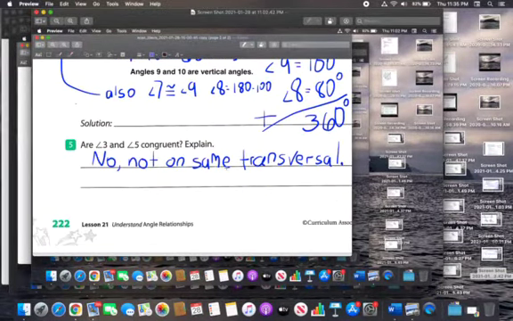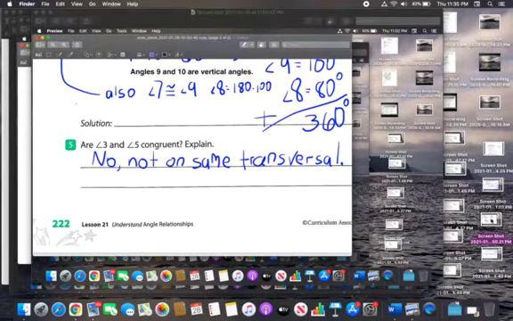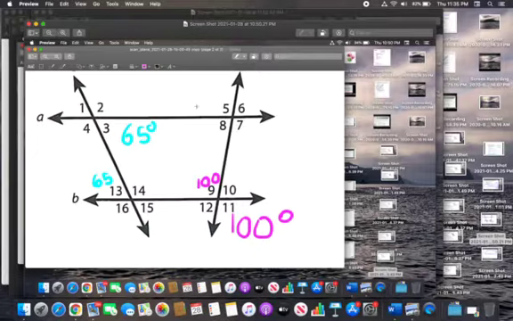Alright, on the last problem, are angle 3 and 5 congruent? No, they are not on the same transversal. We go back to look here, 3 and 5. We can't say anything about 3 and 5 because they're not on the same transversal. You could have also said this is acute, this is obtuse, there's no way they can be congruent. We've already figured out these measurements and we know that this is 100. You could have said this is 65, this is 100, so they're not congruent.